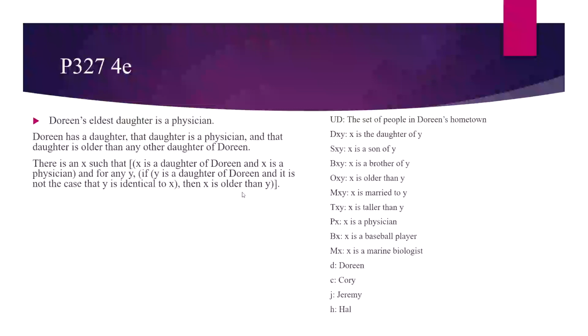So now we're working with some parentheses, right? I've put them all in at once. We have the brackets to put everything in the scope of the main existential quantifier. Then we have an and here, so I've sectioned off this first conjunction as one of the conjuncts: x is a daughter of Doreen and x is a physician. Parentheses around everything that goes in the scope of that y, all the way around here. And then parentheses around that antecedent for this conditional, since our antecedent is a conjunction: y is a daughter of Doreen, and it's not the case that y is identical to x.